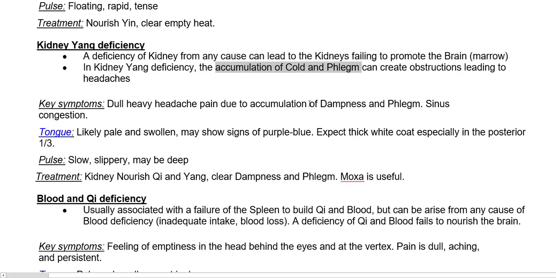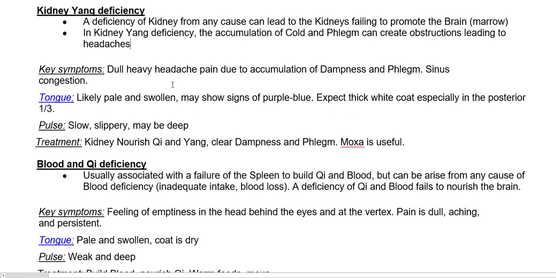This is, particularly in people who have chronic kidney yang deficiency, definitely a pattern that we see fairly regularly. Expect to see dull, heavy headaches due to phlegm and dampness. Sinus congestion, these might also be some of the patterns that we see in sinus congestion. This could also be where we start to see some migraine patterns as well.